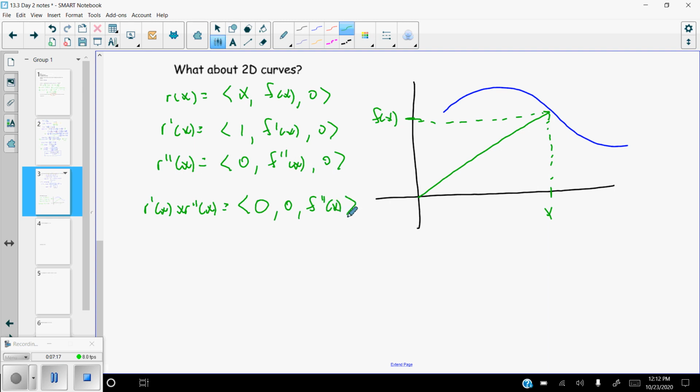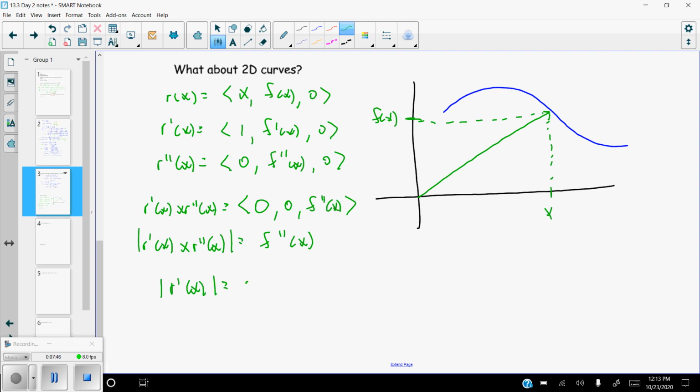And then again, if I take the magnitude, while f double prime of x is a function, when you evaluate it at a point, it's a scalar. So again, the magnitude of a scalar is the scalar. So this is just going to be f double prime of x, when you substitute an x value and you just get a number out. Then we need the magnitude of r prime of x.